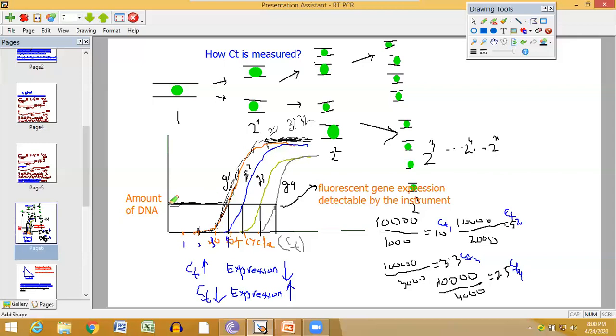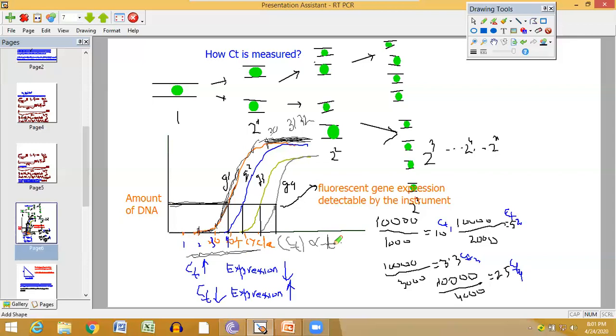This is called the threshold amount of DNA. And the time required, this is the 1, 2, 3, this is the number of cycles. The number of cycles is proportional with time. If the cycle number increases, the time increases.